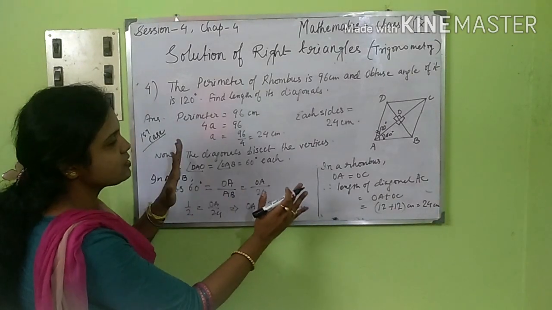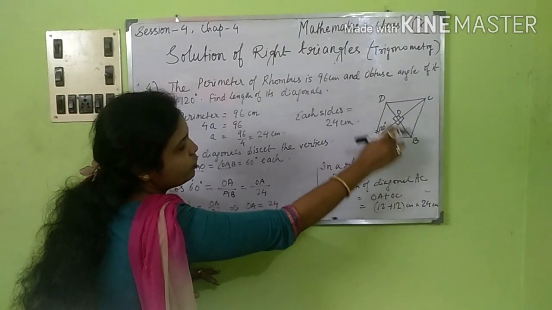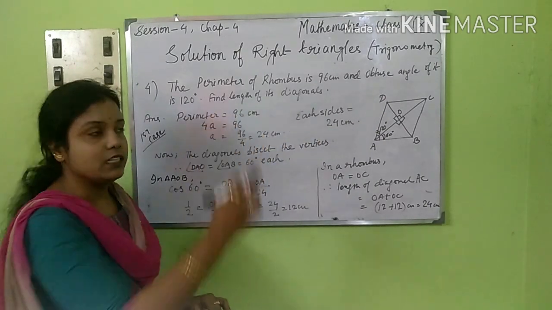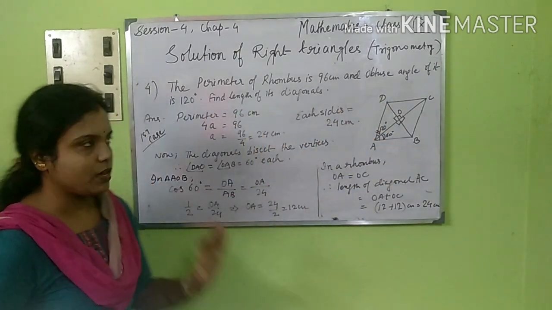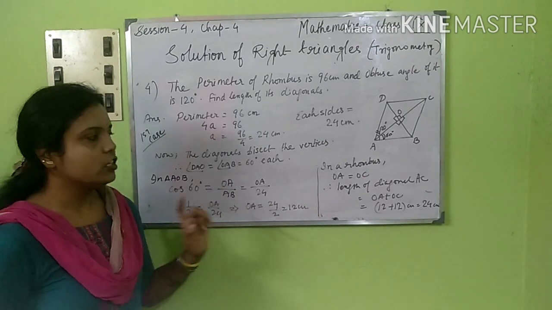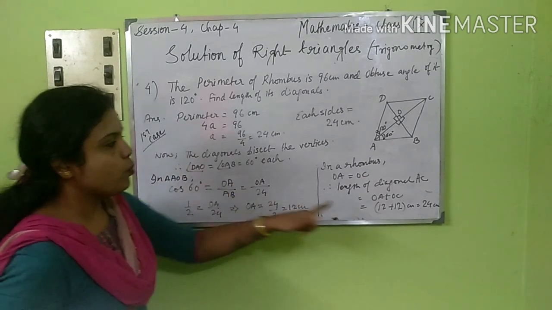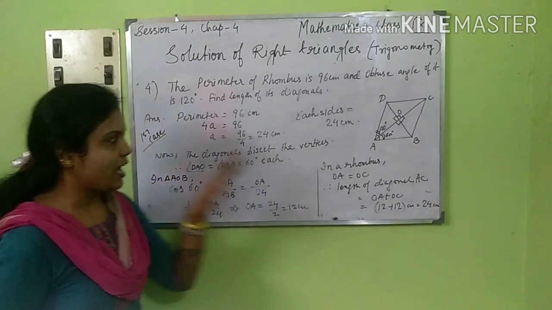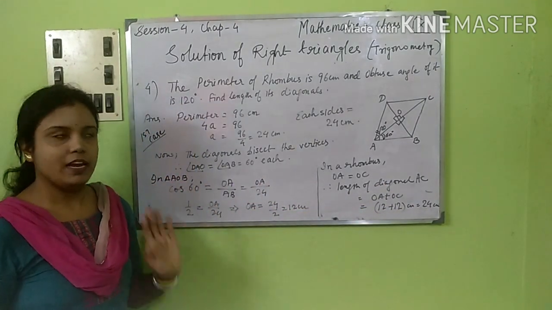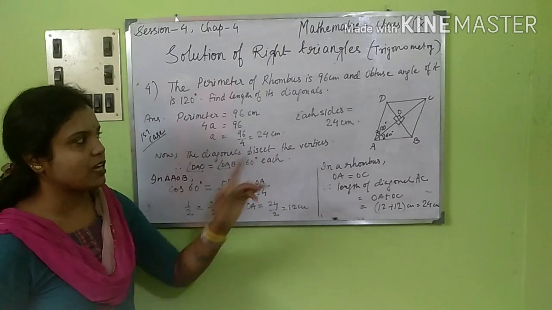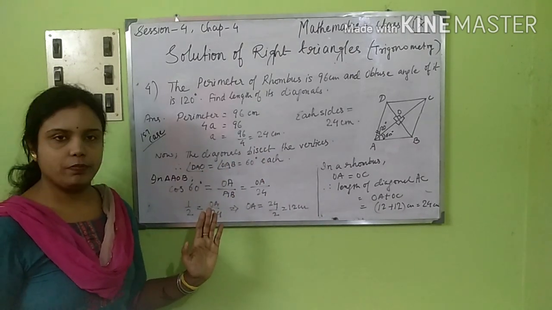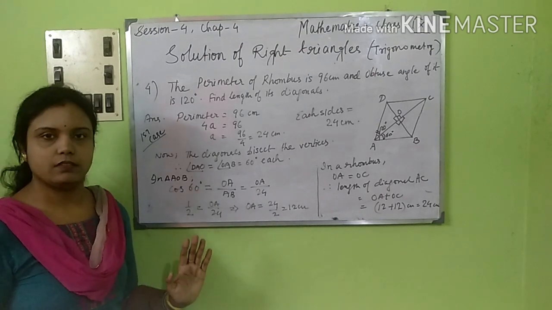This was the first, only the first diagonal. Here it has been mentioned diagonals, that means we have to find BD also. I did not have enough space here, so this is the first case where I have shown AC is equal to 24 centimeter. I hope this is very clear to you. Next, again in the second case, we are going to come up with BD. Till here I think it should be very clear. You can rewind and see it.